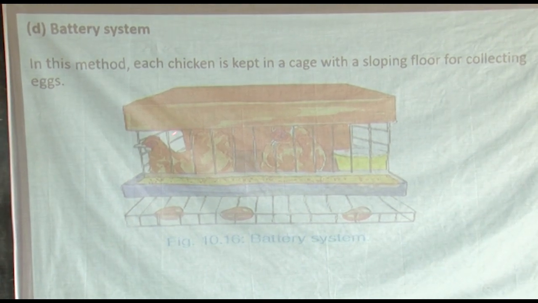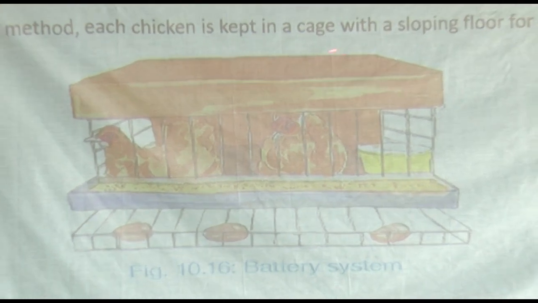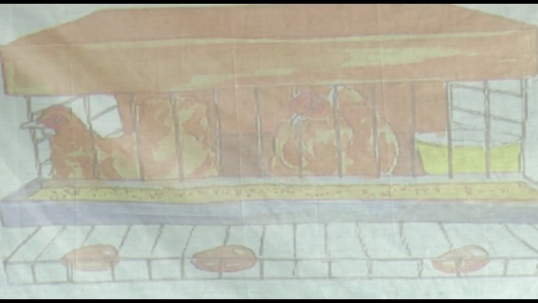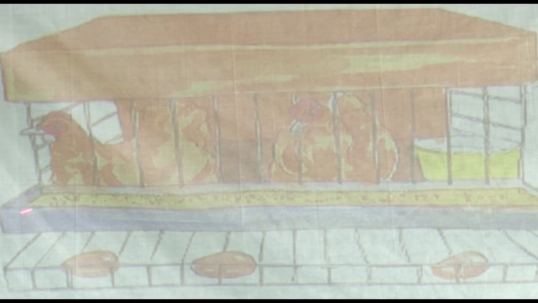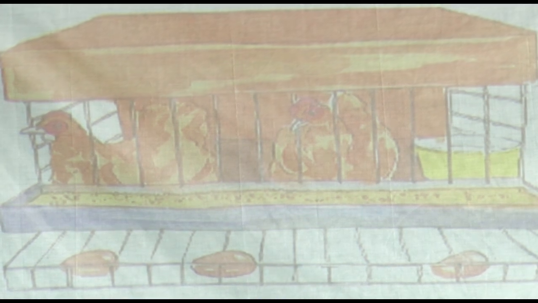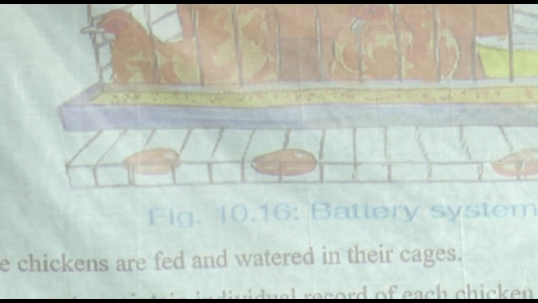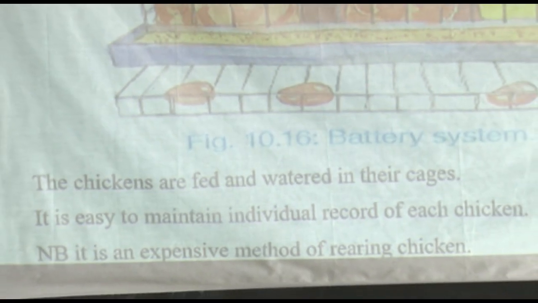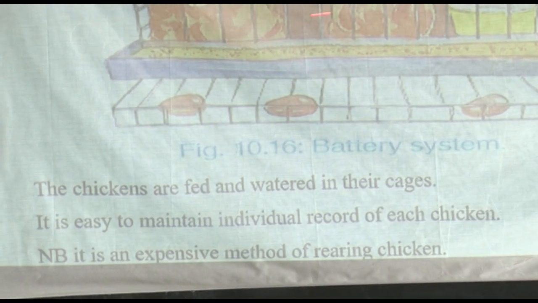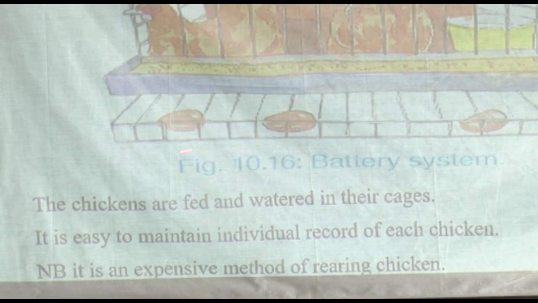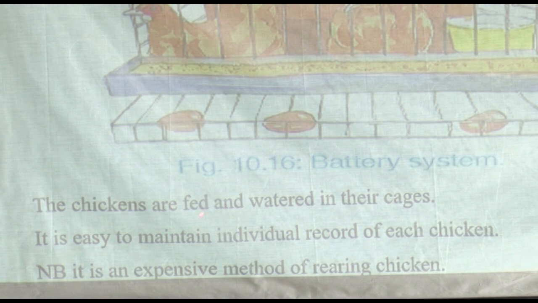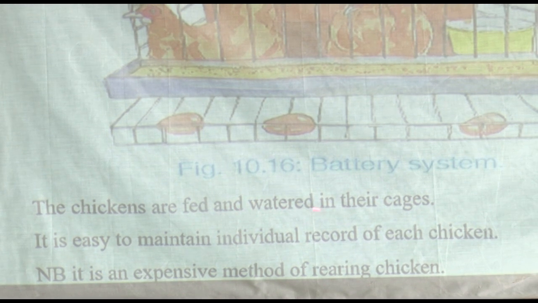In this system, you find that birds have got a sloping floor, which can help in collecting eggs. It is an advantage in this way. By the way, before we go far, this is one of the modern ways of raising or rearing chicken. If we look at the advantages, we can say chickens are fed in their cages.